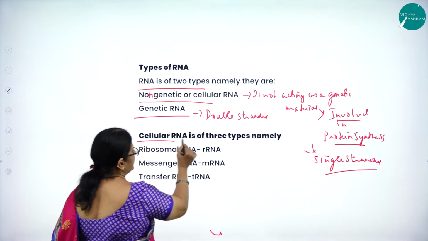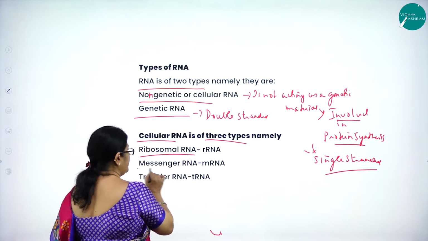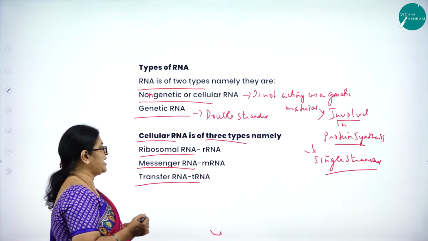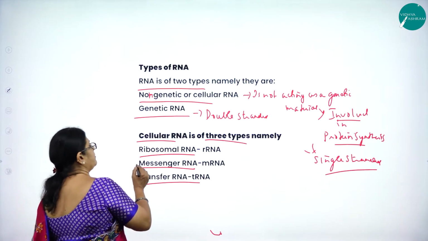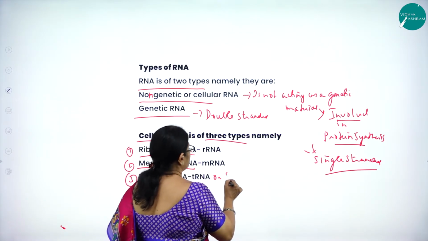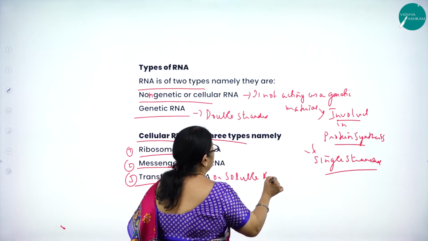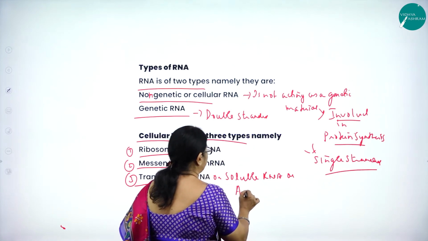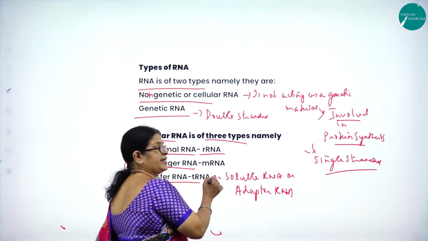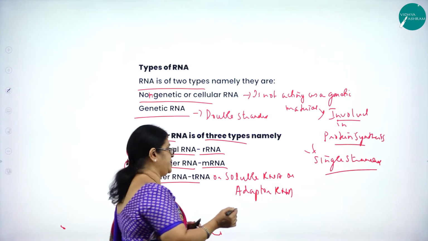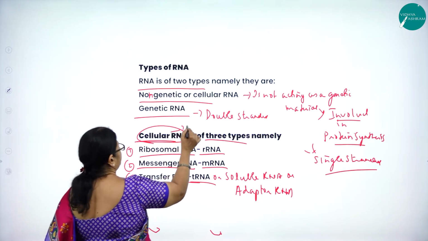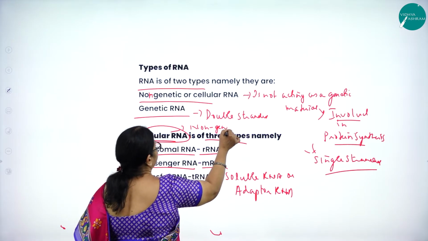Right. So cellular RNA is of 3 types, namely ribosomal RNA, messenger RNA and transfer RNA. Ribosomal RNA, short form rRNA, and mRNA. Transfer RNA is also called soluble RNA or adapter RNA. rRNA, ribosomal RNA; mRNA, messenger RNA; tRNA, transfer RNA are the 3 types of cellular RNA, or otherwise called non-genetic RNA.